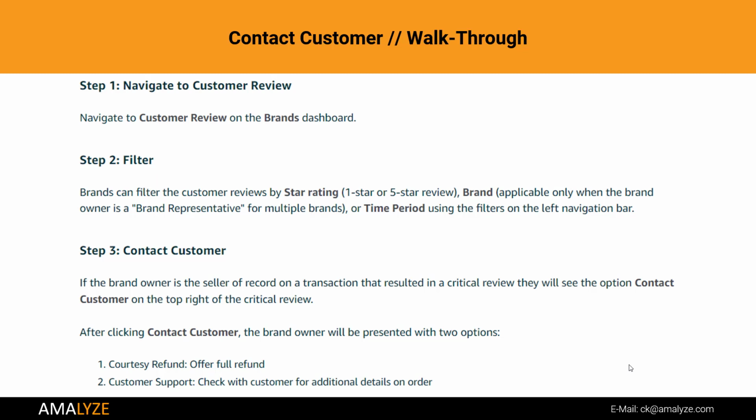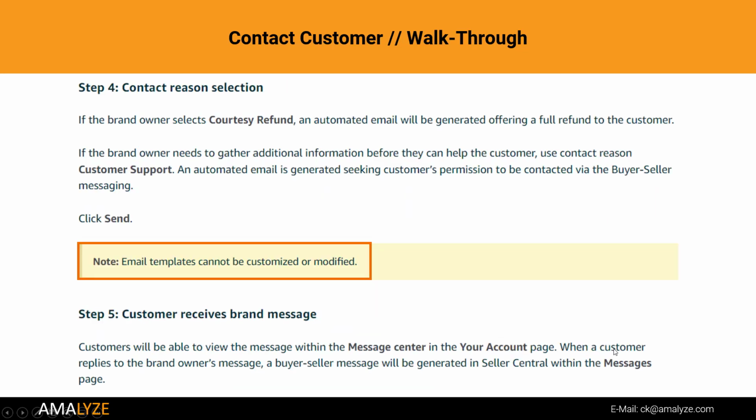Then you can set different filters. I will show you star ratings, brands, and time period. And then you can click on contact the customer, and you have two opportunities. One, courtesy refund, offer full refund. And second, customer support, check with the customer for additional details on the order. It's not like starting a discussion about whether he is right or wrong. That's not the main intent here.